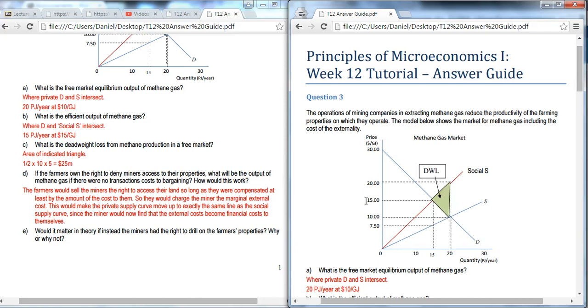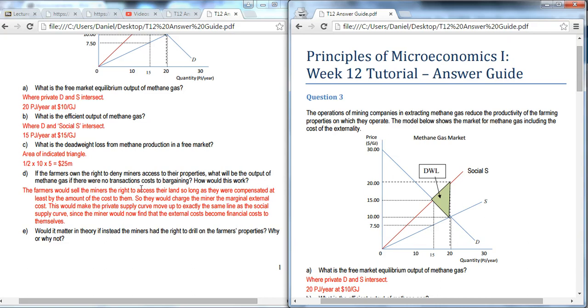Okay, part D. This is where we start talking about Coase Theorem. The question says, if the farmers own the right to deny miners access to the properties, so the farmers can say, no miners, you can't come, what will be the output of methane gas if there were no transaction costs to bargaining? How would this work?